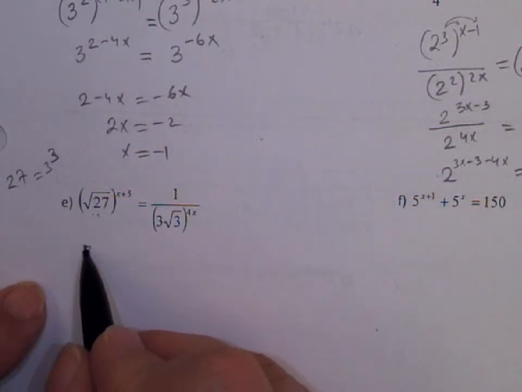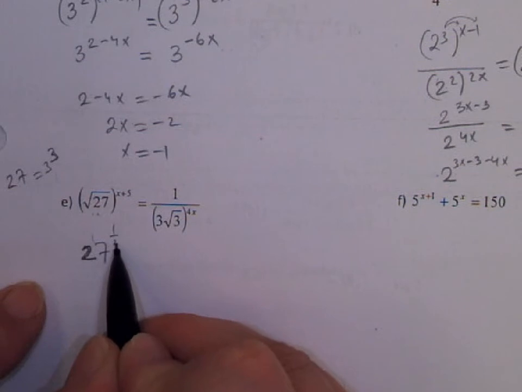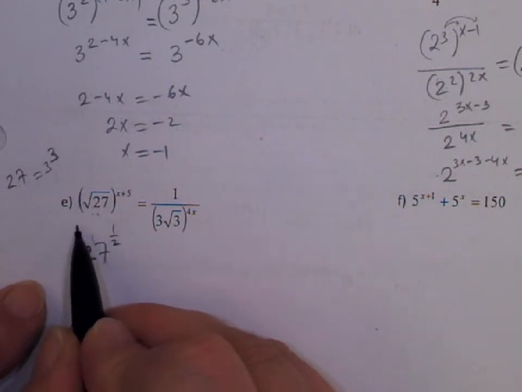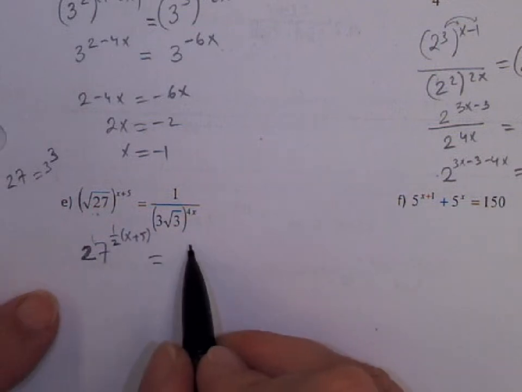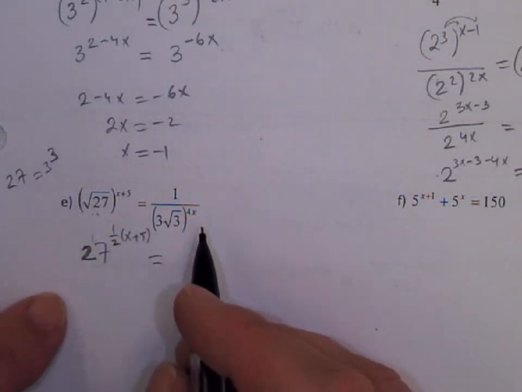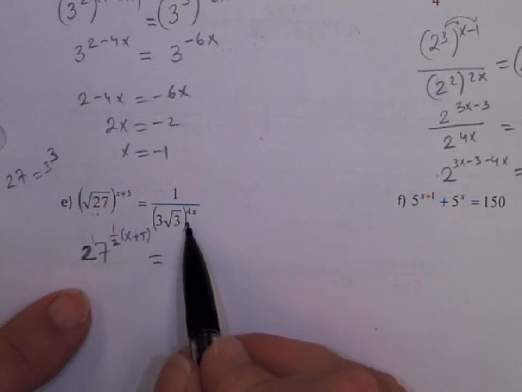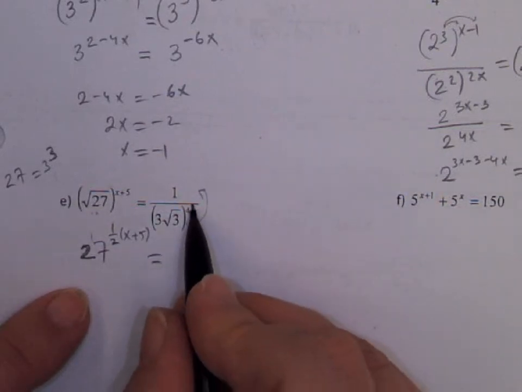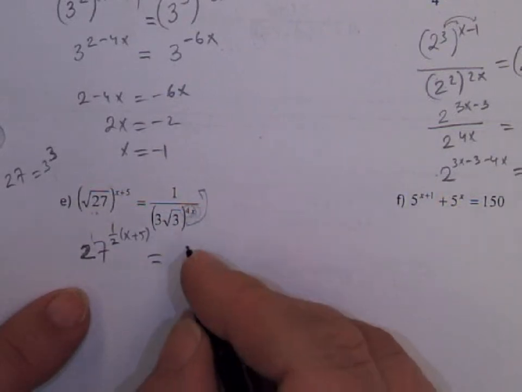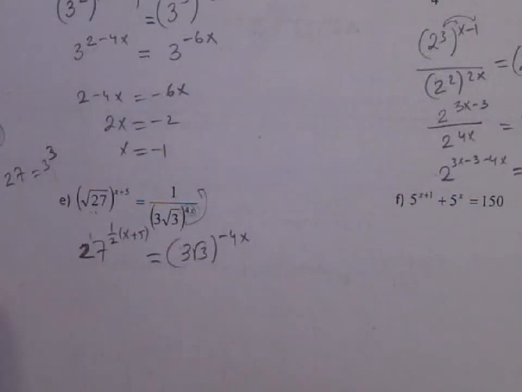So let me take it slowly. First get rid of the radical. So write 27 to the power of 1 over 2. And then it is raised to the power of x plus 5. Okay, let's do that first. And I can move this 3 root 3 to the power of 4x to the numerator by multiplying the exponent by negative 1. So 3 root 3 to the power of negative 4x.